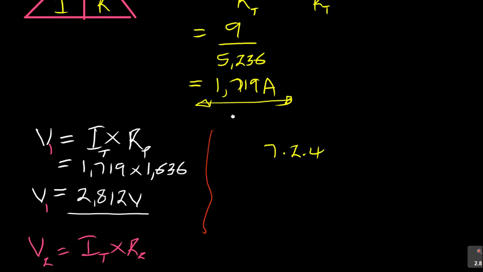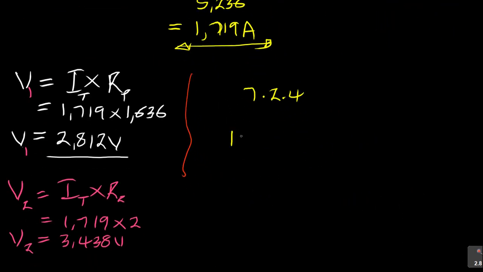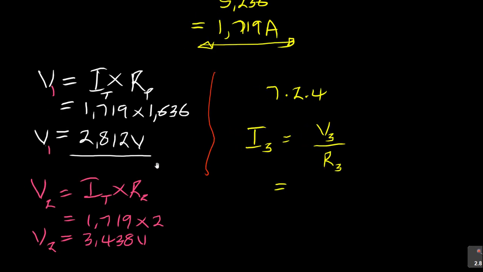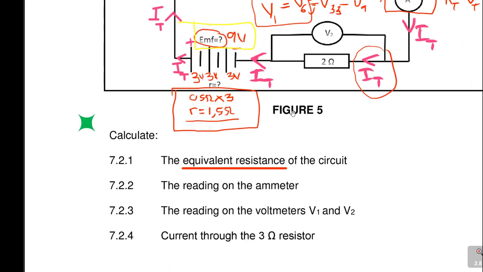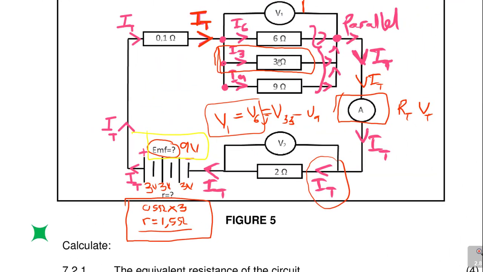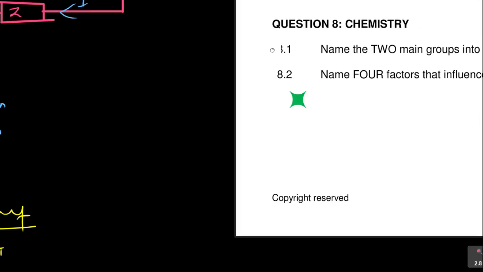I is V over R. But we call it I3 now, because it's passing through the 3 ohm. It's V3 over R3, which is equal to, we know the voltage. It is that voltage which they called V1. Remember now, when we started, V1 is linked to V3. It's the same. So V1 is equal to V3.